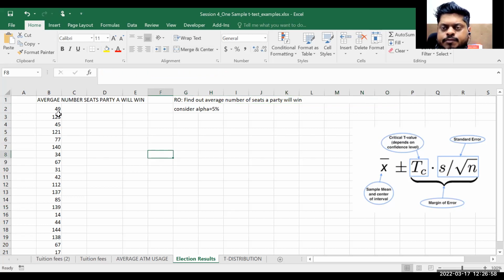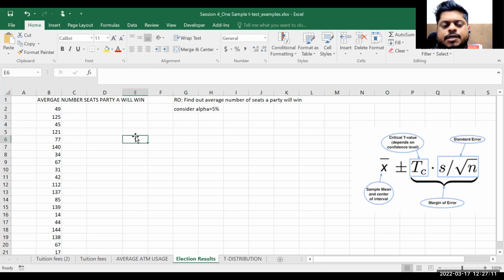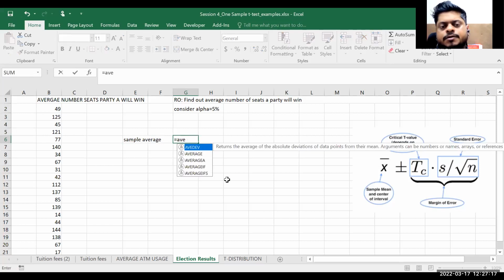Generally, this will not be this small; they collect 5,000 or 10,000 data points. But just to show you, let's say I have 20 data points, right? So how do we calculate the range this party is going to win? First, calculate your sample average. Average is nothing but the average formula.